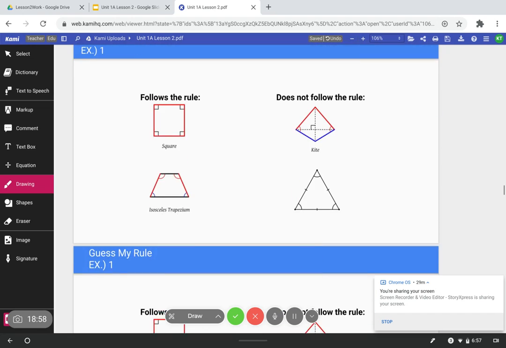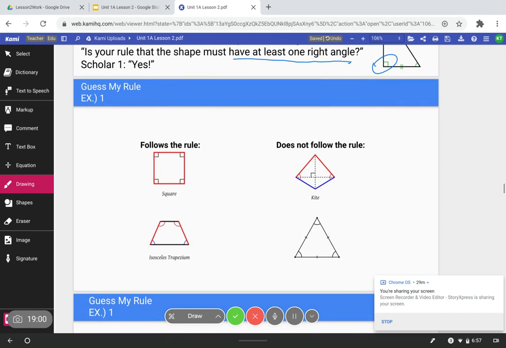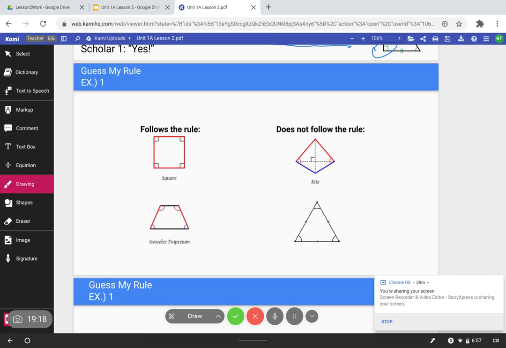Let's start it out. Okay, so these shapes on the left, they follow the rule, but the ones on the right do not follow the rule. Pause the video and write out what you think my rule may be. So let's walk through this. Let's list what the square and the trapezoid have in common.